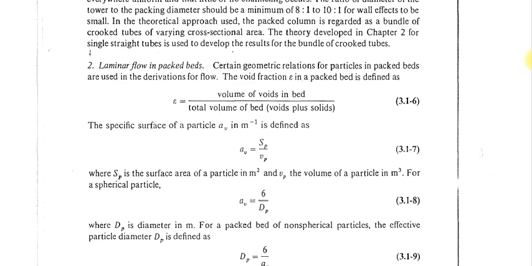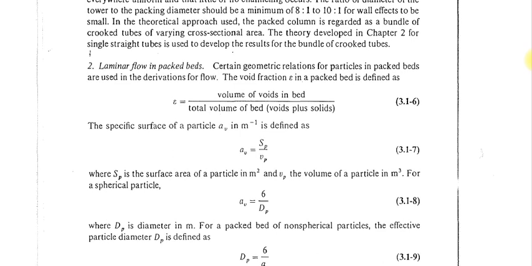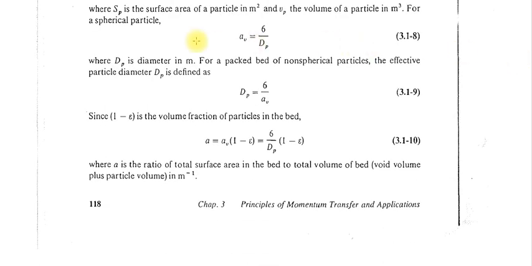Now, if the particle is perfectly spherical, then AV will be equal to 6 by dP, where dP is the diameter of the particle. For a packed bed with non-spherical particles, dP can be calculated as 6 by AV. From this formula we can calculate the dP for a non-spherical particle, which will be equal to 6 by AV. So this is the formula of dP.